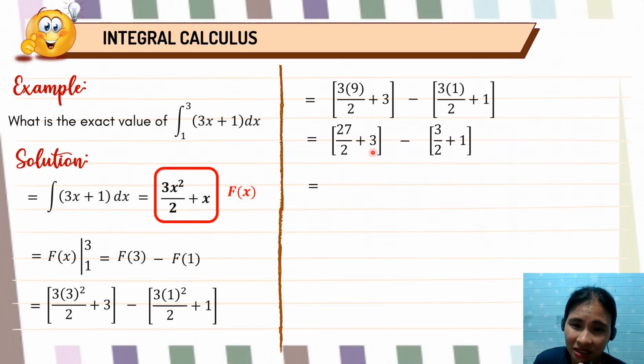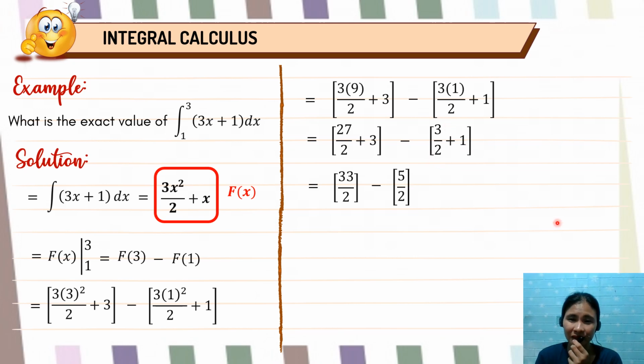So 2 times 3, that is 6, plus the numerator. So 2 times 3 is 6 plus 27. That would be 33 over 2. Copy the denominator. Minus, we're going to follow the same. 2 times 1, that is 2, plus 3, and that is 5 over 2.